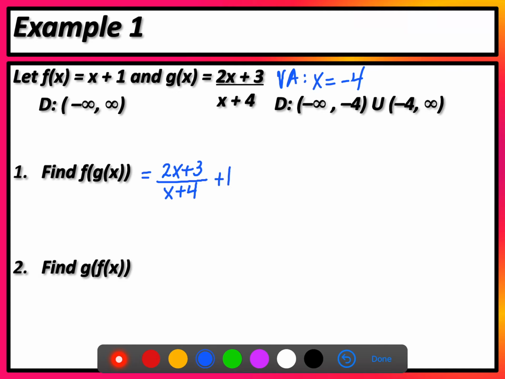Now in order to find the domain of this, we do want to make a common denominator and have this entire expression be one fraction. So I'm going to take 1 and multiply top and bottom, so I get a common denominator.